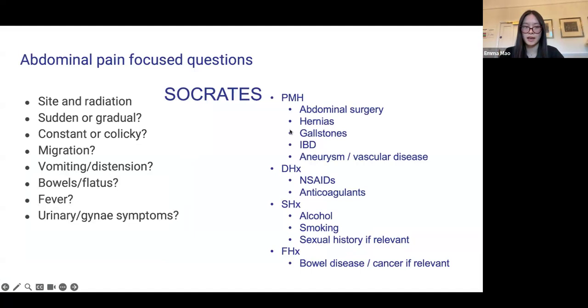Okay, so SOCRATES again. So constant, or is it colicky, comes and goes. Is there any migration of the pain? Does it happen with any vomiting or distension? Have bowels been okay? Passing wind? Have you had any fever with it? And then ask about any urinary symptoms. So pain when passing urine, any blood in the urine, gynae symptoms. I'm not sure that will come up, but you should always ask if there's any possibility they could be pregnant. Yeah, and suggest doing a pregnancy test in the investigations.